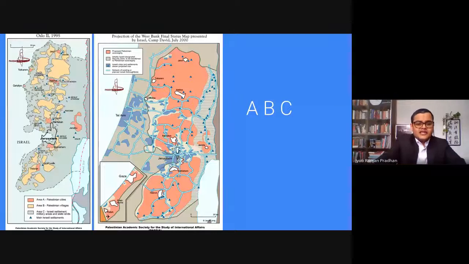The map that you see shown is a result of the 1995 Oslo II. In this map, if you look carefully, the West Bank, it seems, is divided. So what Oslo I did was, it gave the Palestinian side Gaza and Jericho. In the image on the right side, you can see the Gaza Strip.